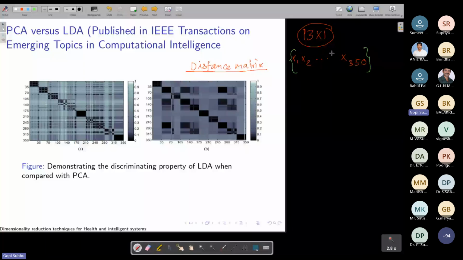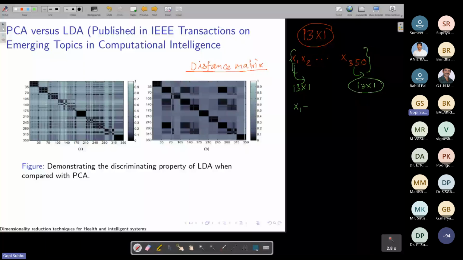Because the vector size is very large, let us say 13 cross 1. After doing this dimensional reduction, each vector is of size 13 cross 1, so now we don't know how the vectors are arranged in that space. For that, what we do here is we find the distance. You take x1 and find out the distance with x2.